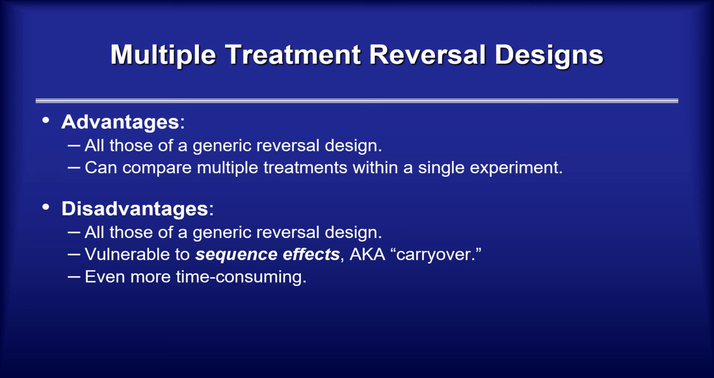Sequence effects can be addressed in part by implementing phases in a different order during each replication for each participant, and starting with a different phase across different participants. This is called counterbalancing the order of phases. However, given the need to wait for steady-state responding in each condition, the addition of more treatment phases means that this design is even more time-consuming than a typical reversal design.